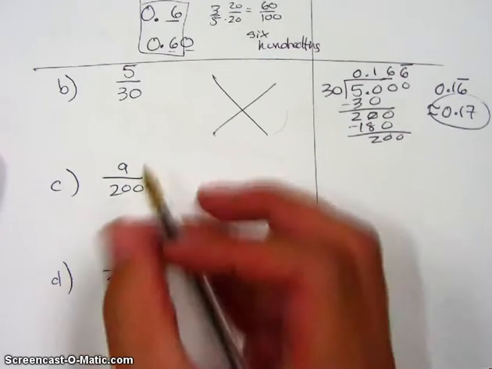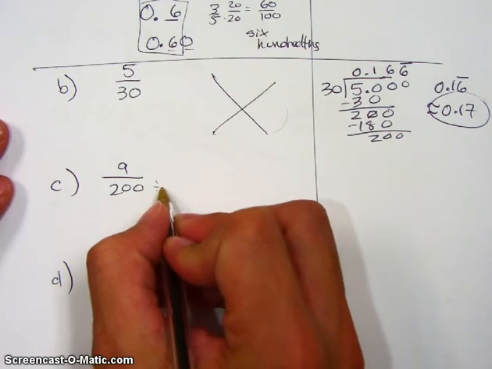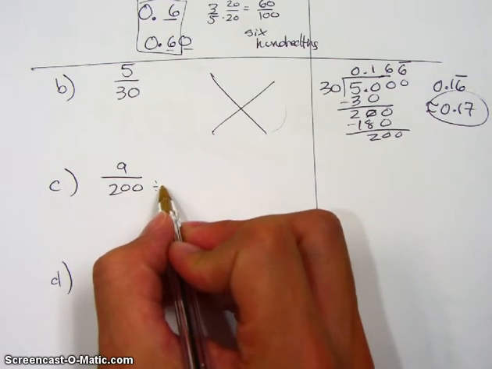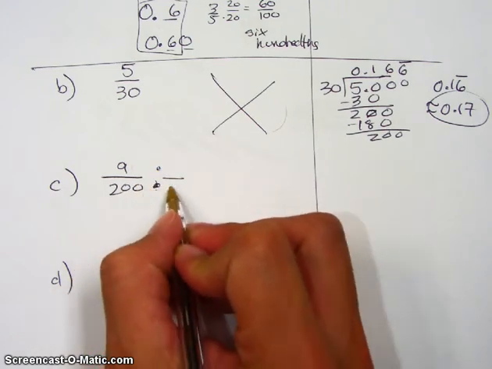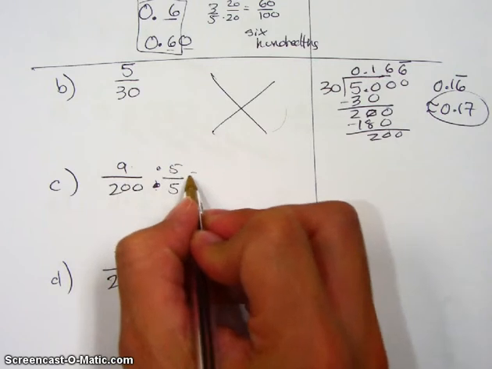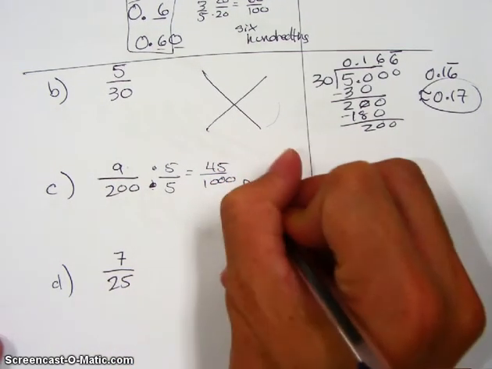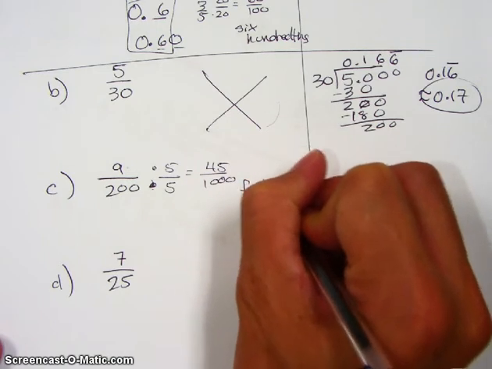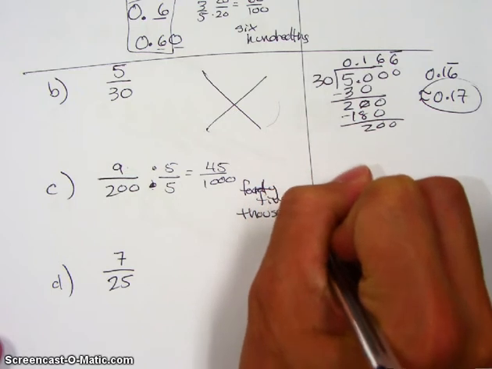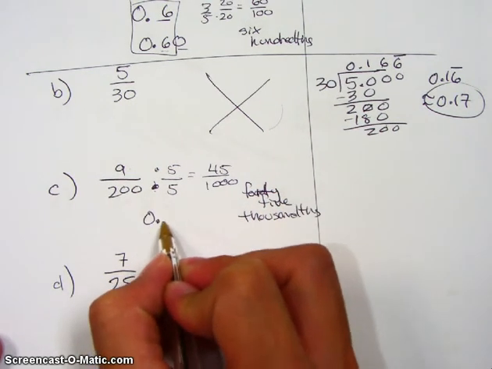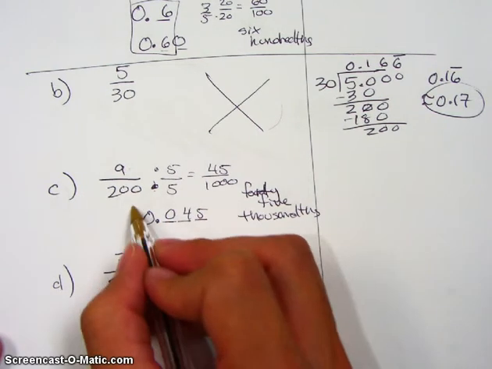Let's take a look at this next one. Now, this one can't go up into 100, but I could try to divide this by 2, but that is not going to work out. So why don't I multiply by 5? Let's make it into 1,000. If I multiply by 5, I get 45 over 1,000. You would say that that is 45 thousandths. Hundreds, tenths, hundredths, thousandths, 45 thousandths, and that would be my answer there.